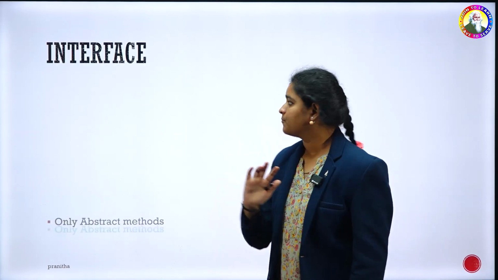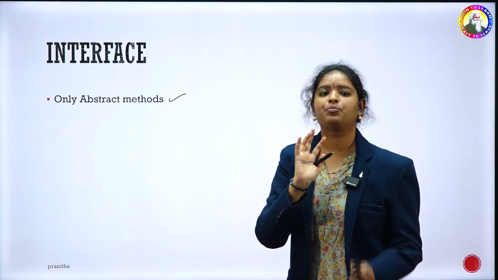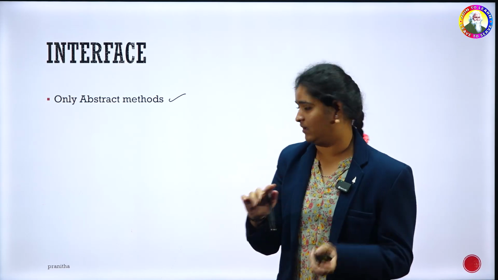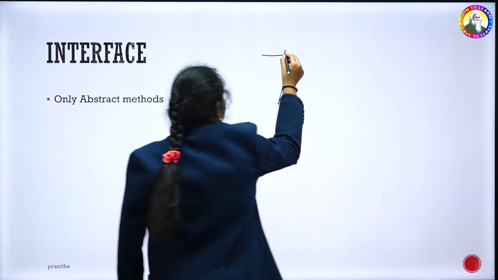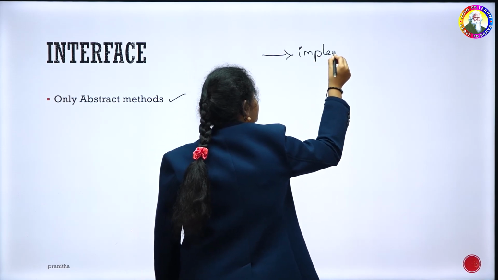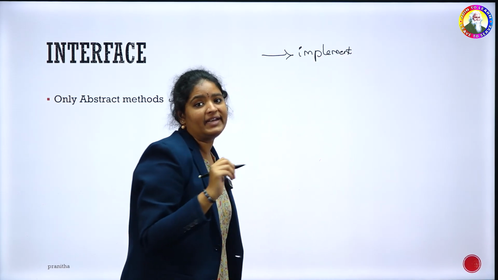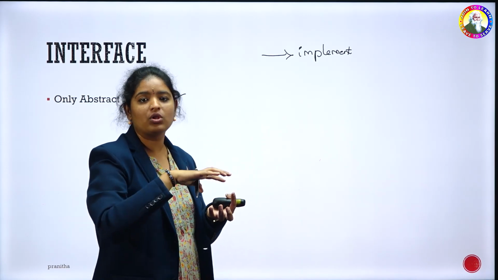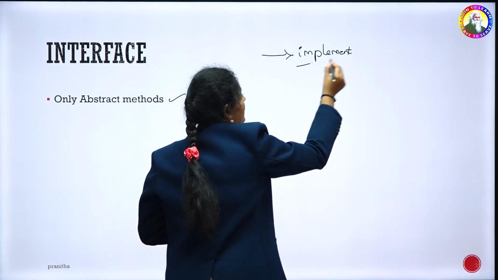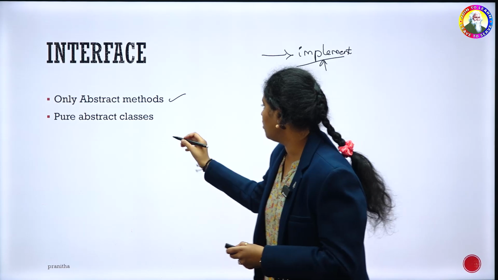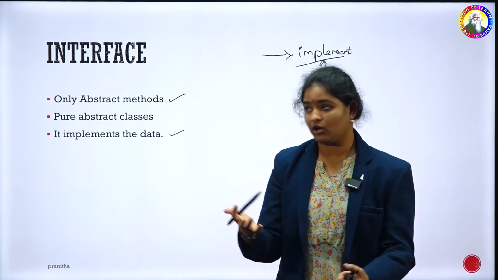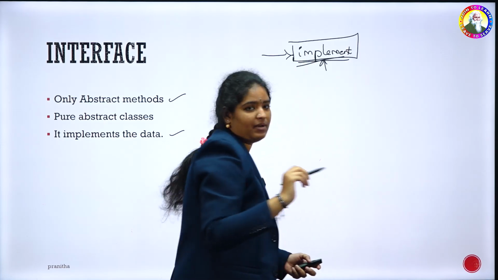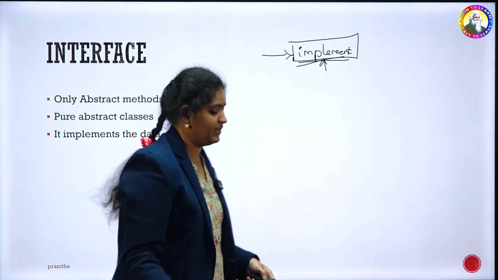While coming to the interface, only abstract methods. It is purely abstract methods itself. You can't use any non-abstract methods because it can't be implemented. In interface, you will be using the keyword implements. In this, you can do multiple implementation. You can't do it in inheritance, but you can implement the whole things in interfacing, which can be used with the keyword implements. Pure abstract classes, it implements the data. Whatever the data you're having, if you want to do it, it will be implemented.